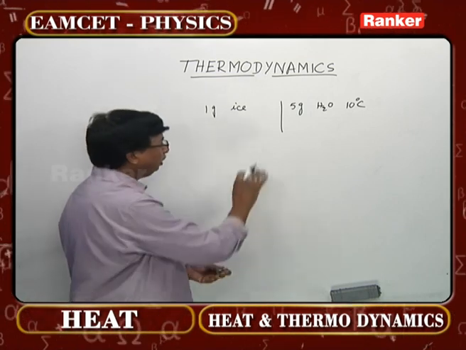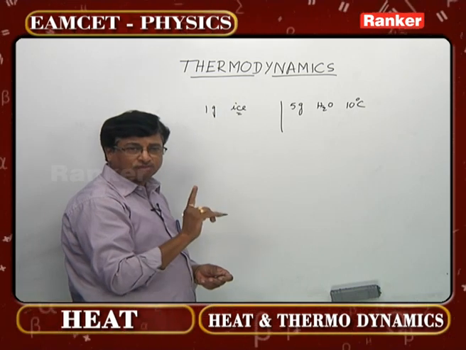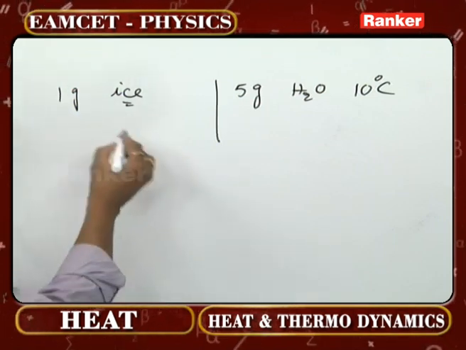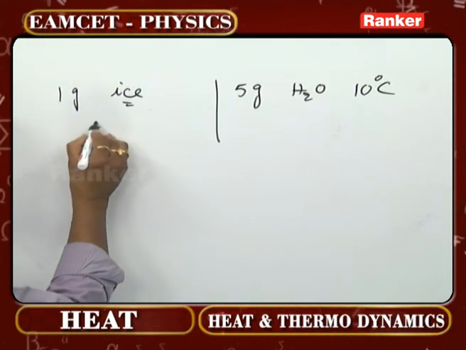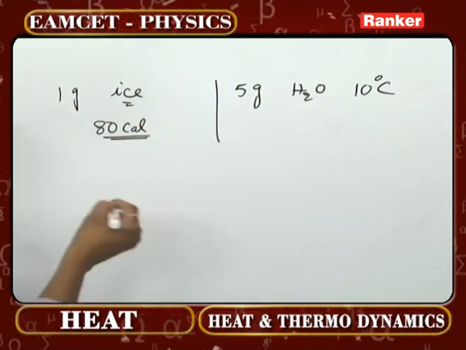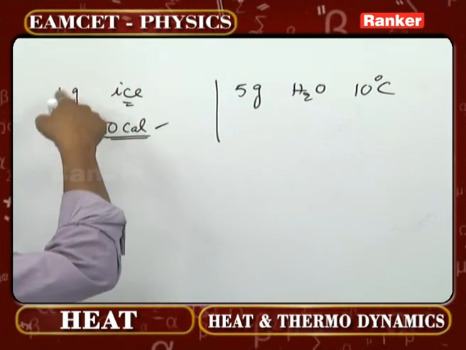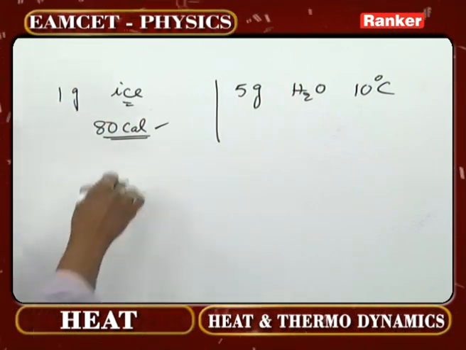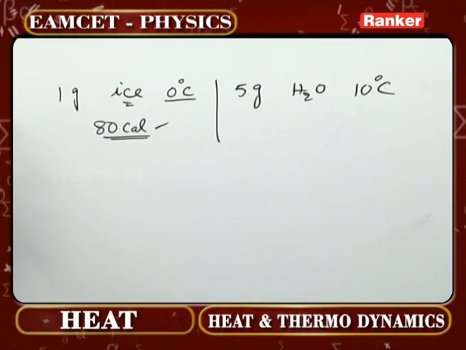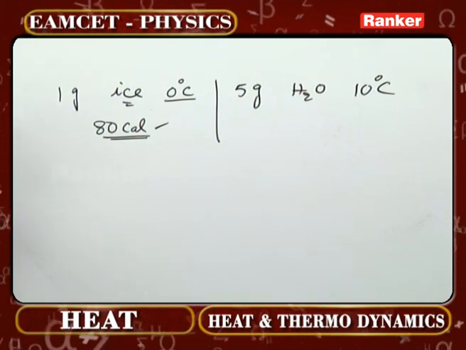Fine. Now look carefully. For ice to melt, for every 1 gram of ice to melt, we require 80 calories of heat. That means it requires simply 1 into 80, that means 80 calories of heat just to melt. And we know pretty well, unless the entire ice is completely melted, we will not find a change in its temperature. Temperature of ice will remain at 0 degrees only until the entire ice is completely and totally converted into water. That's the point.